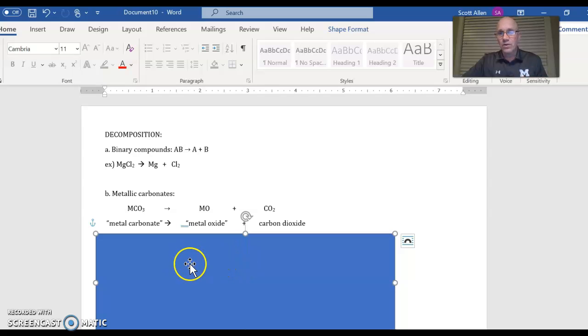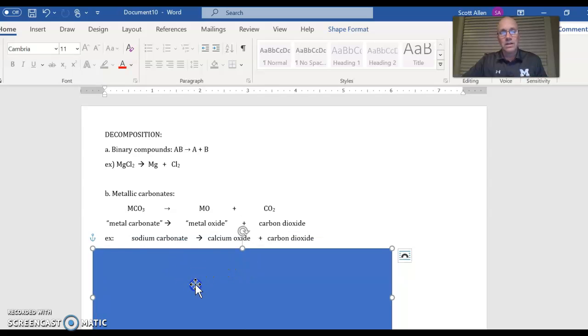All right, so let's do this for a specific example. All right, let's say that we've got sodium carbonate. All right, and so the problem that you would be given would just be sodium carbonate with an arrow. All right, and you're supposed to figure out, well, what would happen.